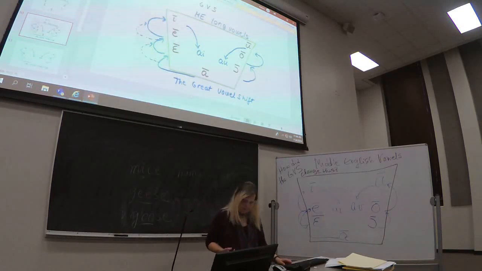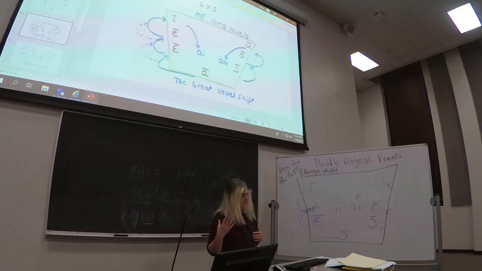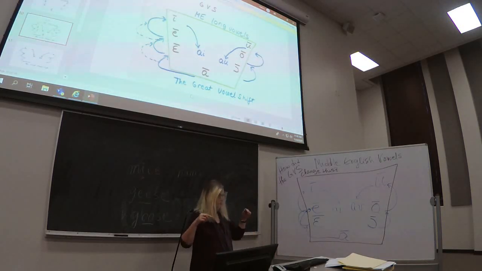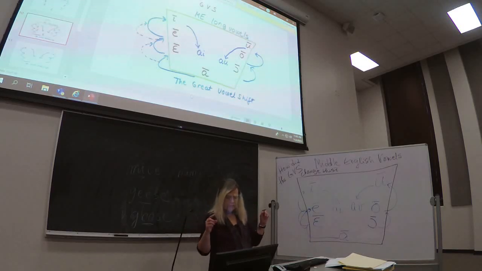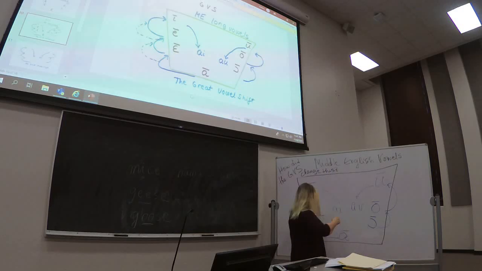So that is basically what happened. And you've got this in your book, and I'll post this also, but this kind of materializes the simplicity of the change: once E and U had become diphthongs, then you have this.